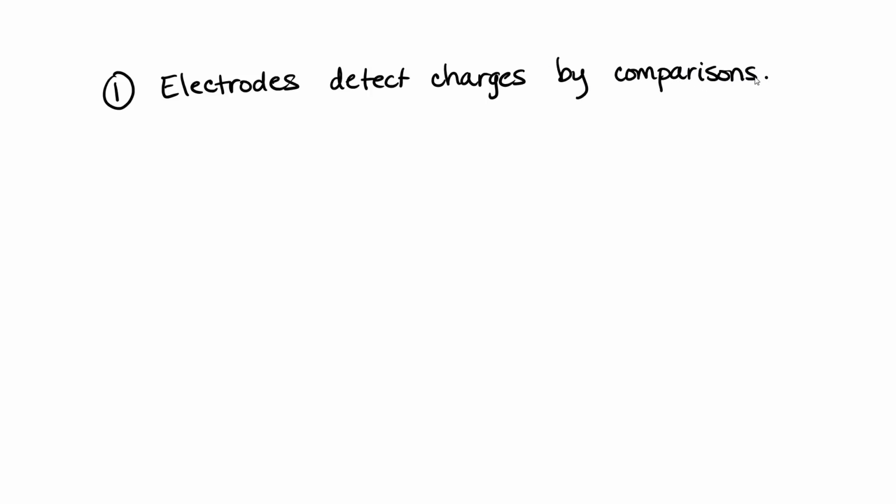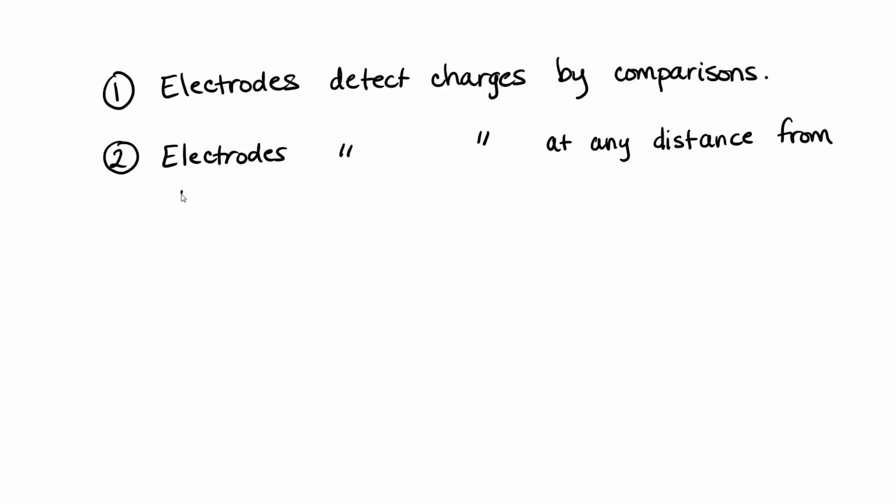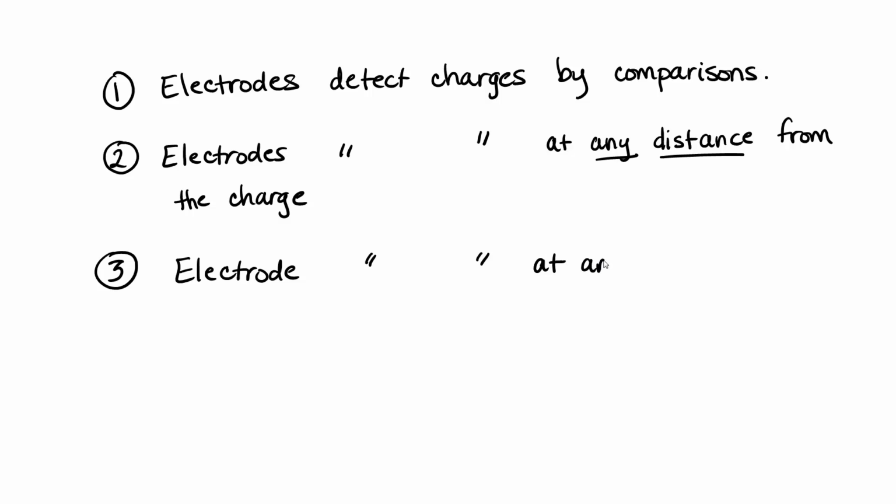So what do we understand from these points? Well, first we understand that electrodes detect charges by comparisons. And the second thing we realize is that electrodes can detect charges at any distance from the charge. And the final thing we've learned is that electrodes can detect the charges not only at any distance, but also at any angle compared to the charges.